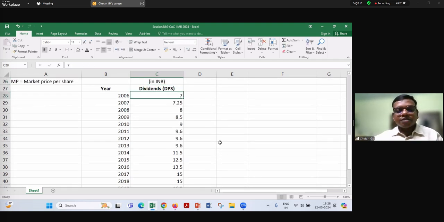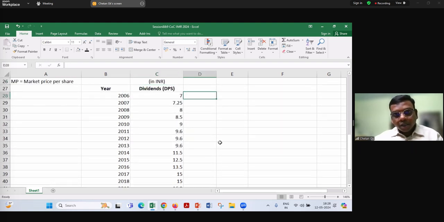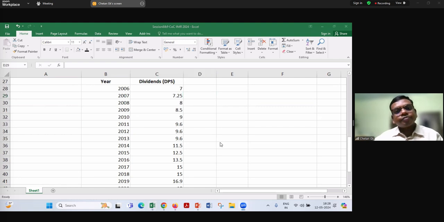Okay, so these are the dividends which the company has paid, and you can see the company did not change anything for some years. That is exactly how it happens in real life as well. Okay, so can you now compute the growth rate in dividends?